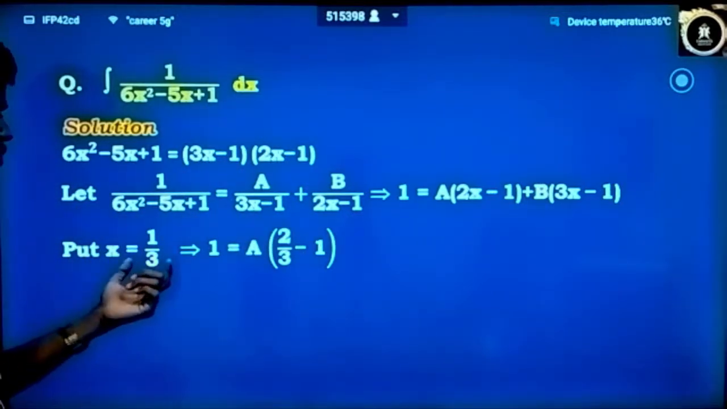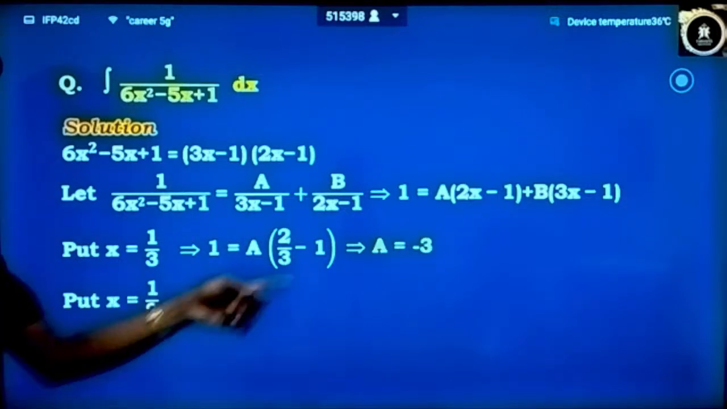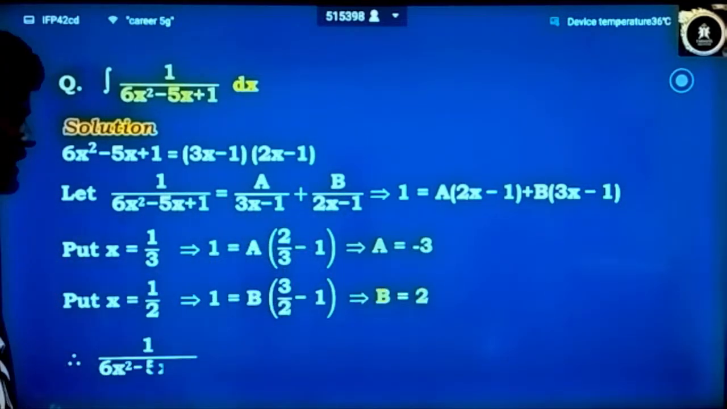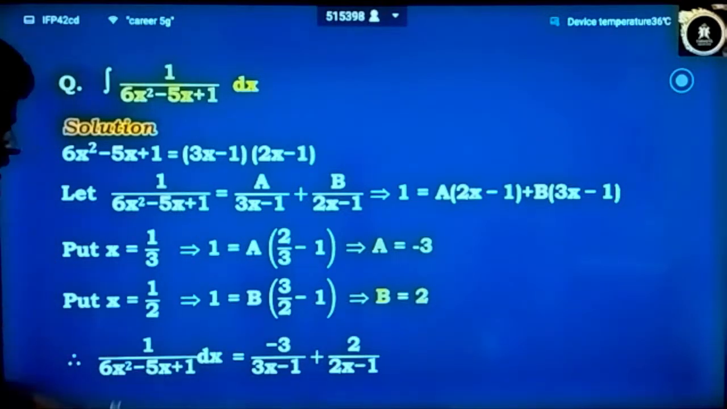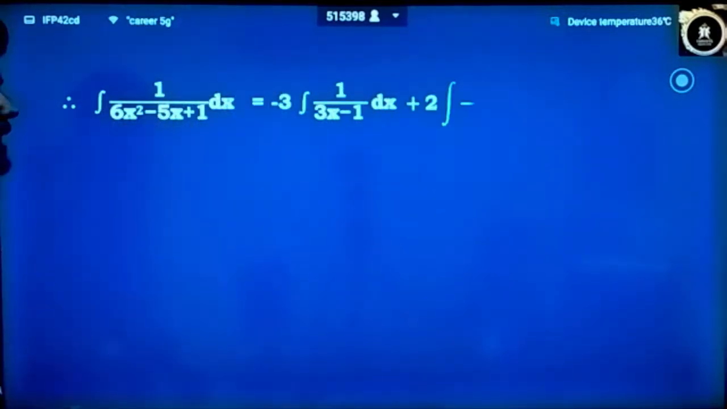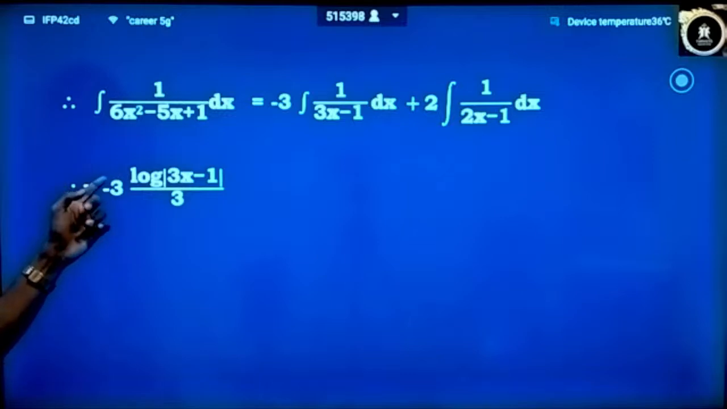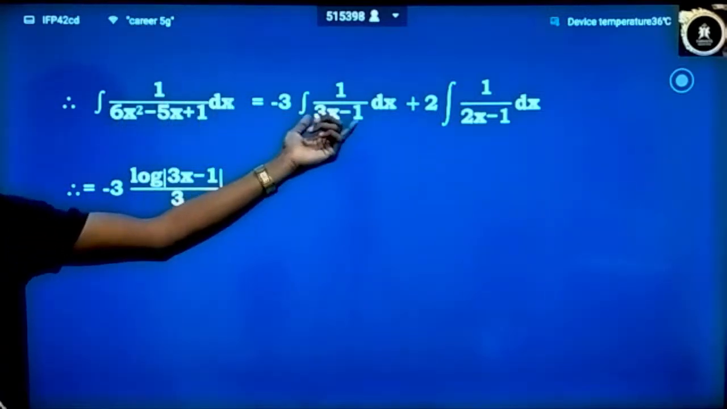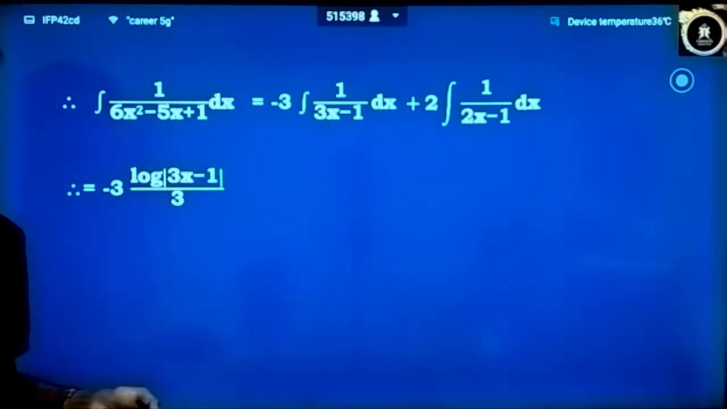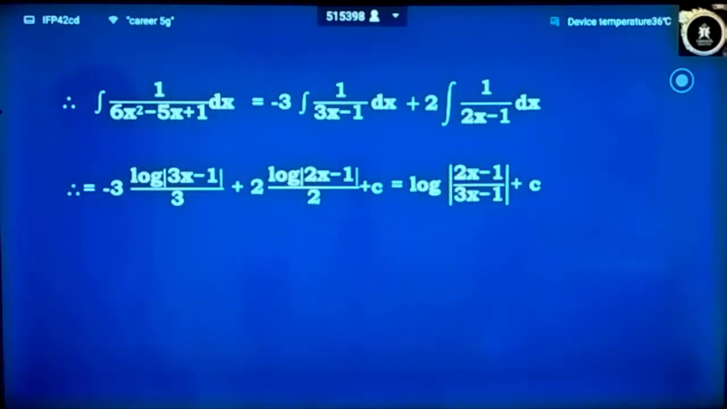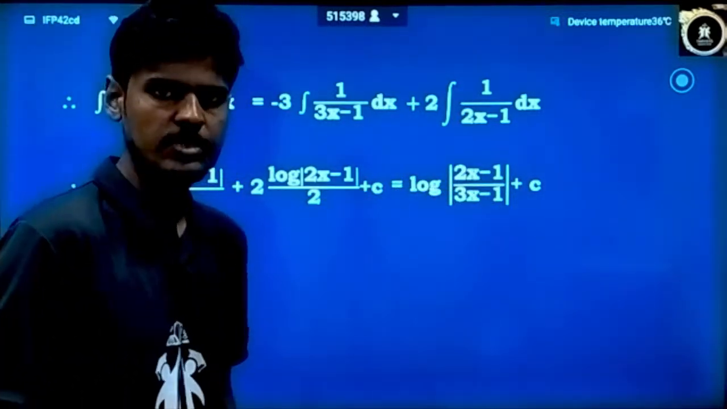And this is x equal to 1 by 3. If you substitute, then we will get the a value, that is minus 3, and similarly the b value, that is 2. Then this term will become integral of minus 3 by 3x minus 1 plus 2 by 2x minus 1. Now we can integrate this. What is the integral of this? Minus 3 times, the integration is log of 3x minus 1, and we should divide by the coefficient. Similarly for the other. So the final answer is log of (2x minus 1) by (3x minus 1) plus c. Okay, next question.